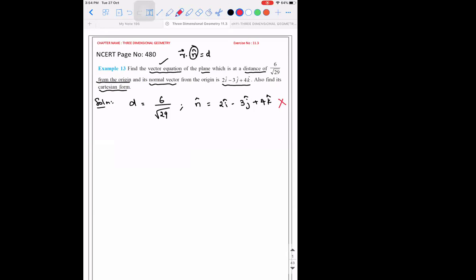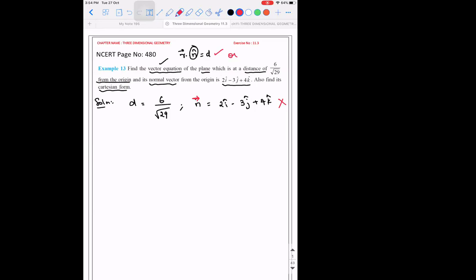Okay. So here it is not n cap. Look at the correction I'm making, guys. This is the common mistake that happens. That is why I was stressing. It is n vector that is given. But what is the general equation of the plane telling? The dot product should be done between R vector and n cap, not between R vector and n vector.